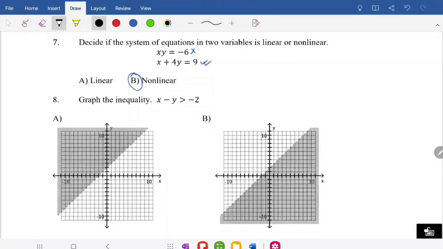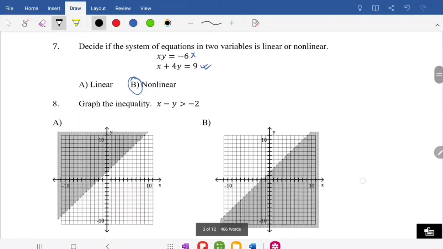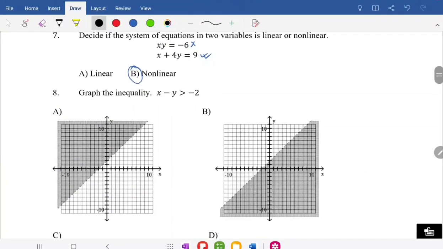Now question number 8 is on graphing inequalities. Okay. So we have been given an inequality here, which is x minus y greater than -2. And we will have to graph the inequality, and actually we have to pick the correct graph from these 4 choices. Now keep in mind that the graph of an inequality is not just a line, not just a point on a particular line, but it is all points about the line, all points in a region about the line.